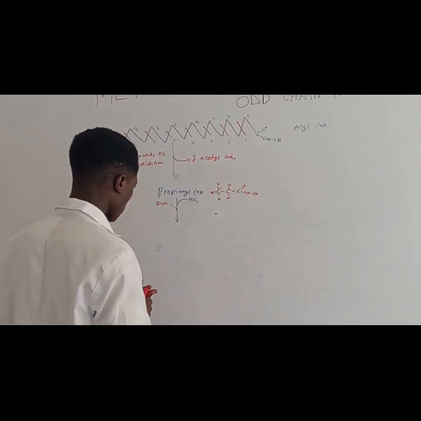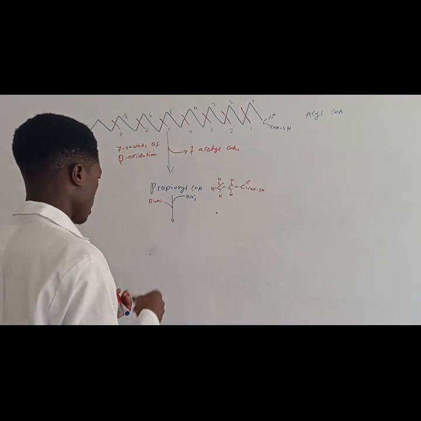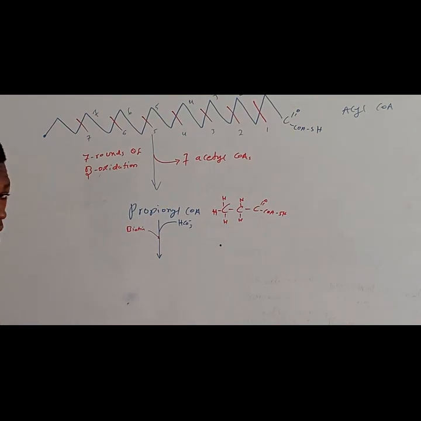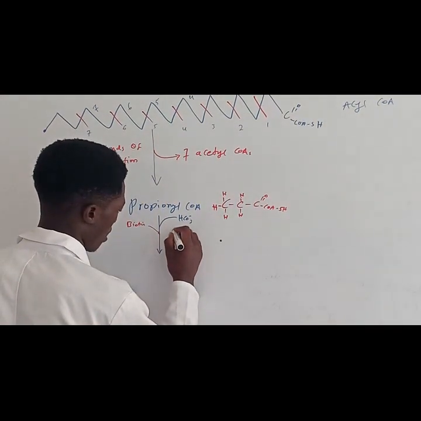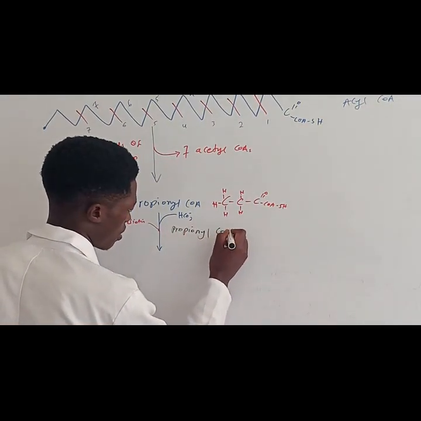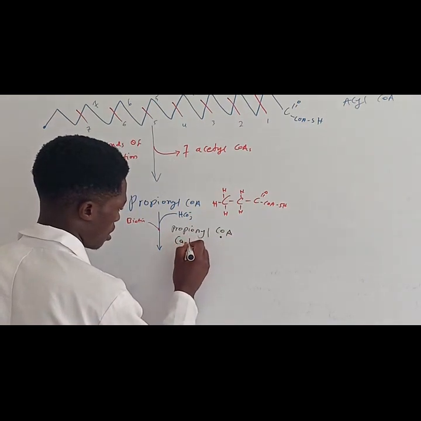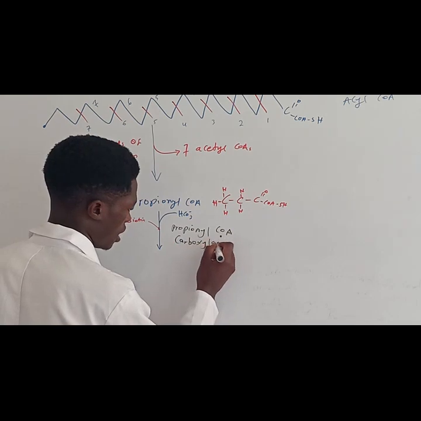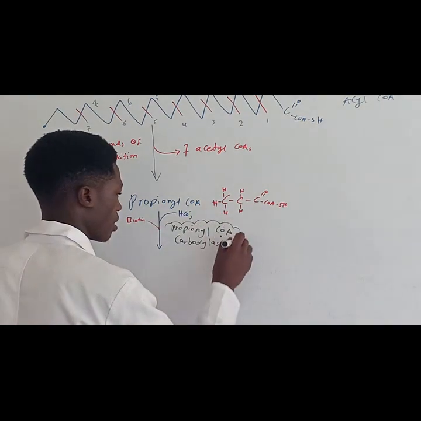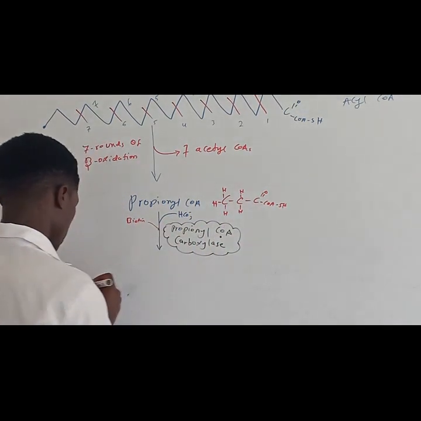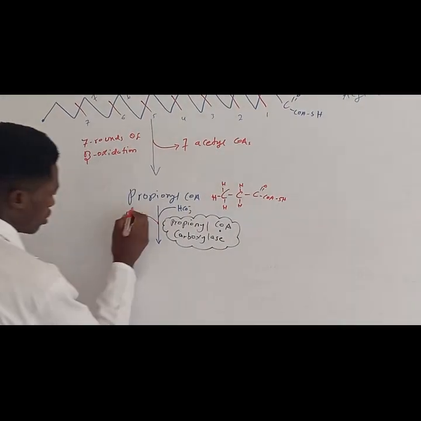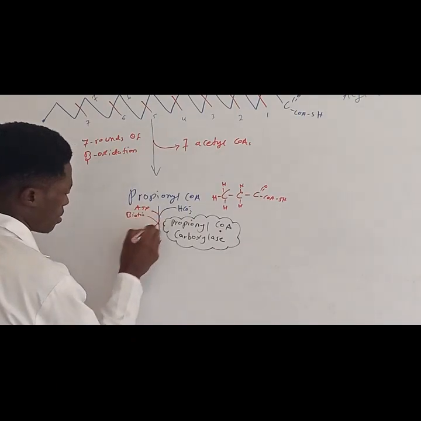So what is the name of the enzyme that's going to catalyze this reaction? This reaction is going to be catalyzed by an enzyme called propionyl-CoA carboxylase. It's going to carboxylate, or add a carbon. And this reaction is also going to require some ATP.